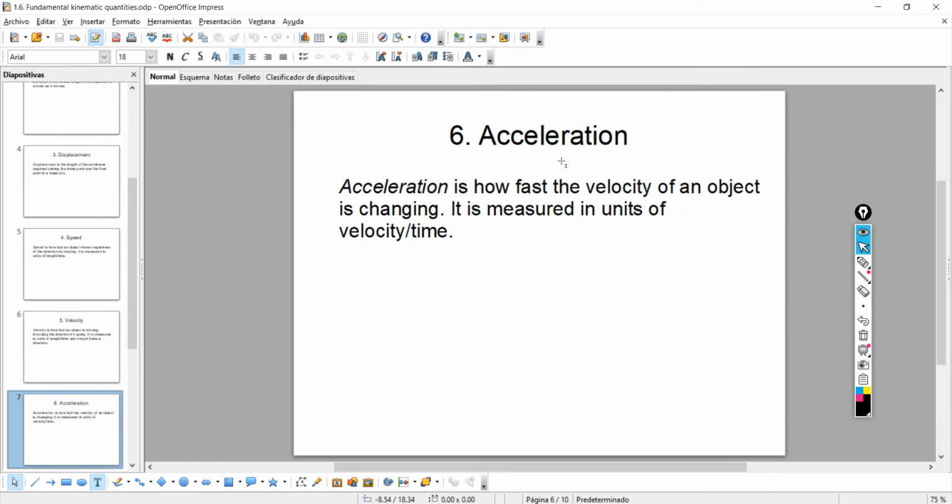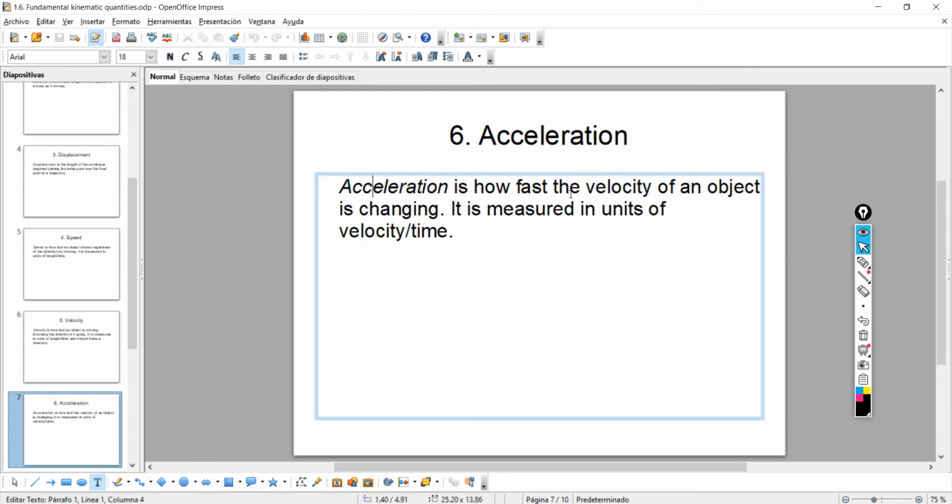Okay, what about acceleration now? Acceleration is how fast the velocity of an object is changing. It is measured in units of velocity over time.